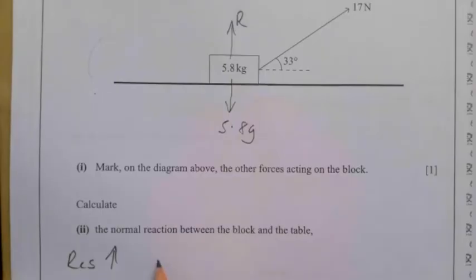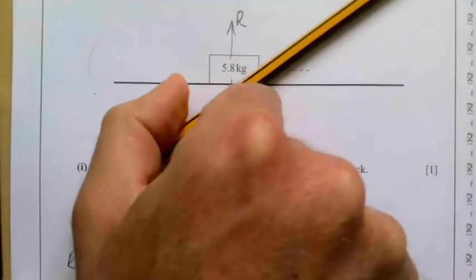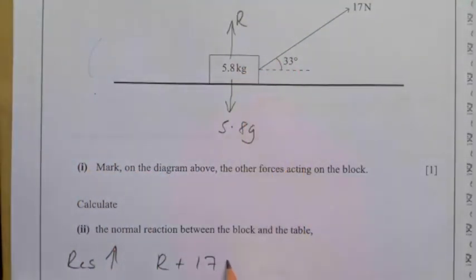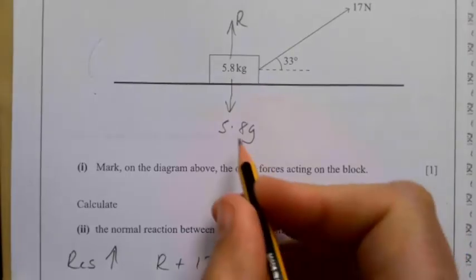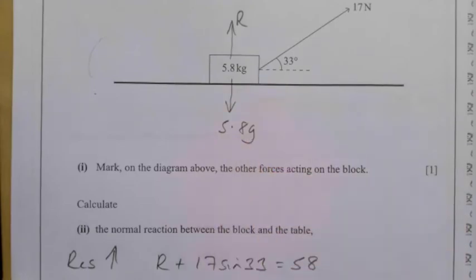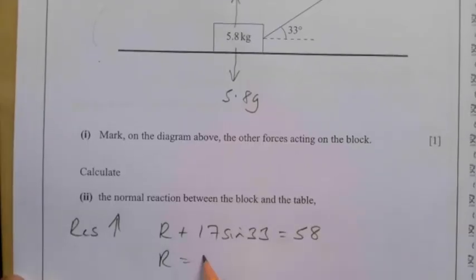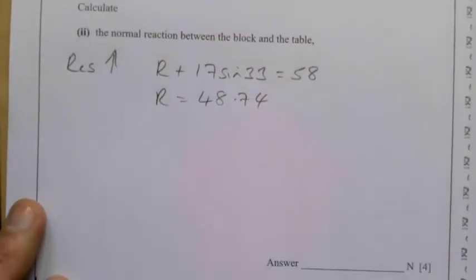So we're going to resolve vertically, and resolving vertically we're going to have R plus 17. So let's see what we're doing. The 17, and it's going that way, so we're not going across the angle, so it's going to be sine. So 17 sine 33 is equal to 58. That's my 5.8 times the 10. Rearrange that. 58 take away the 17 sine 33, and I get 48.74 newtons.